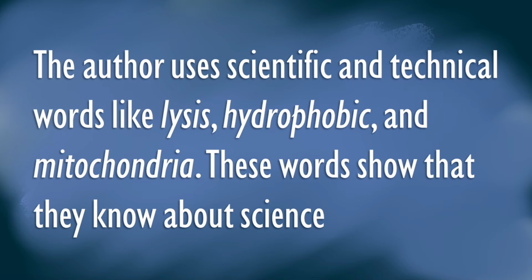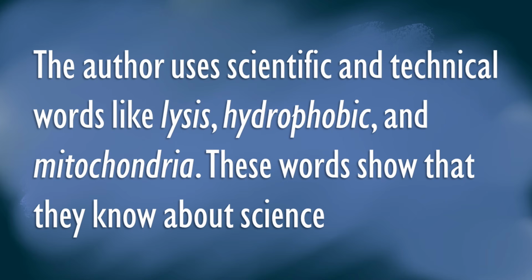Often I'll see less experienced analysts only partially explain the significance of the details. Often they'll say what they mean, but they don't go as far as to explain how they work to contribute to the purpose of the object. For example, they might say something like, "The author uses scientific and technical words like lysis, hydrophobic, and mitochondria. These words show that they know about science." This isn't bad writing, but it's only part of the analytical job.